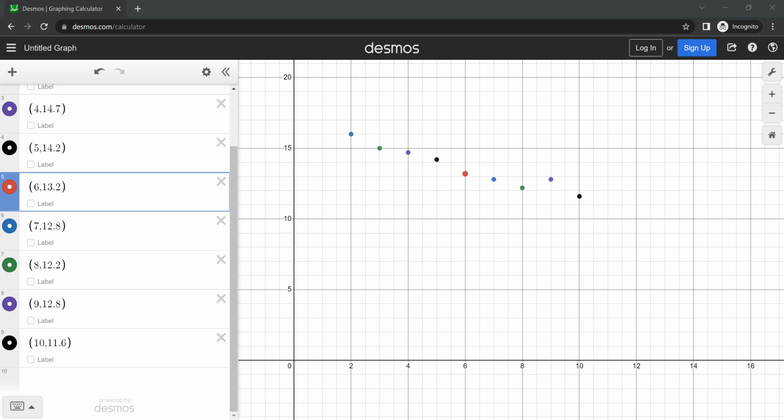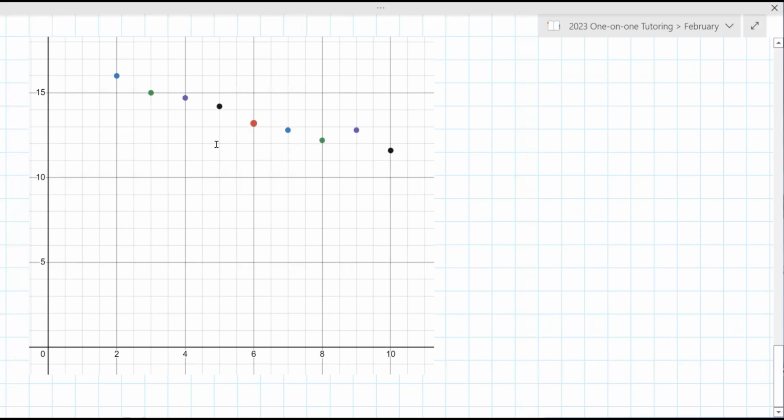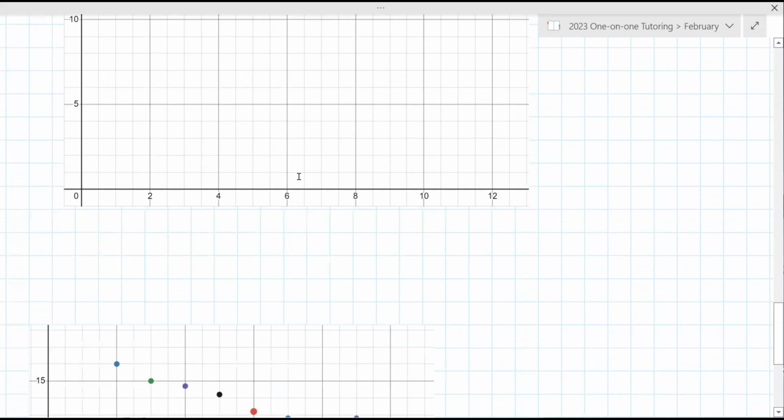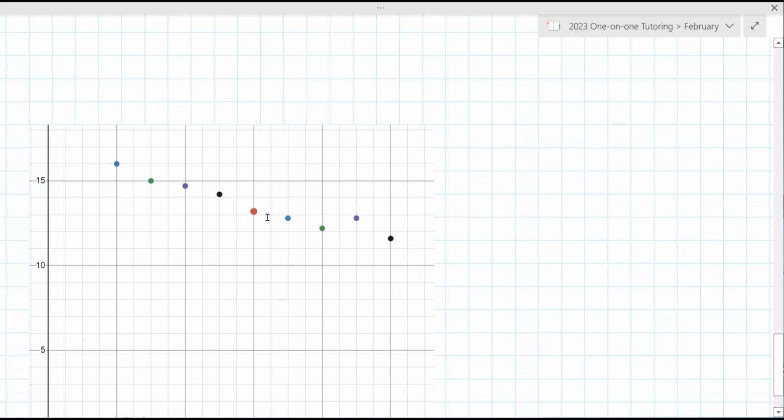Okay, so let me go to the other screen here. All right, so I've got both graphs here. You're seeing the one without the labels and the one with the labels, so you can have that later if you need it. To me, it looks like it's going down and to the right. So the next thing they're asking is to describe the graph in words.